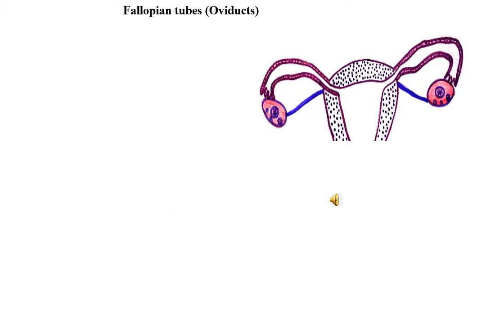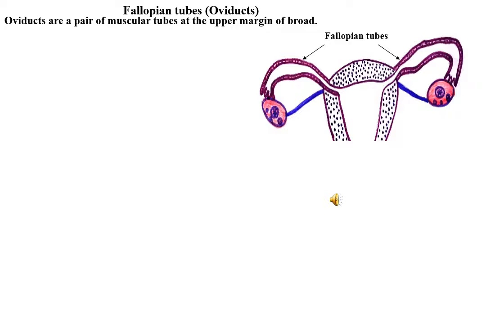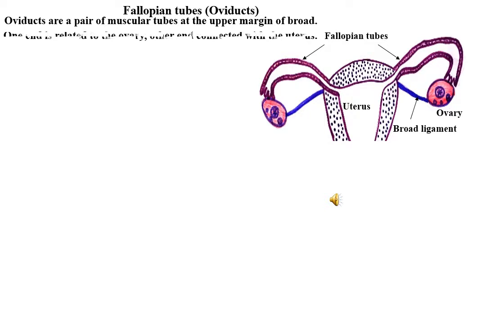Fallopian tubes are a pair of muscular tubes at the upper margin of the broad ligament, extending from the ovary to the uterus. By one end, they are related to the ovaries, and by the other end, they are connected with the lumen of the uterus.